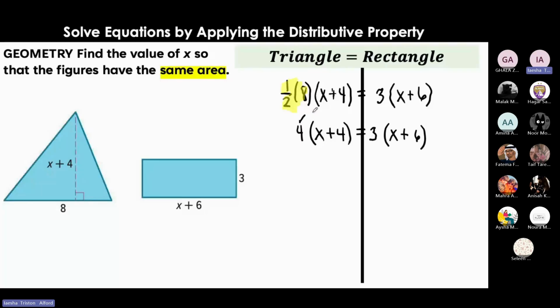Now distribute. 4 multiply x, +4x. +4 multiply +4, +16. Equal, distribute again. +3 multiply x, +3x. +3 multiply +6, +18. Okay, what now?